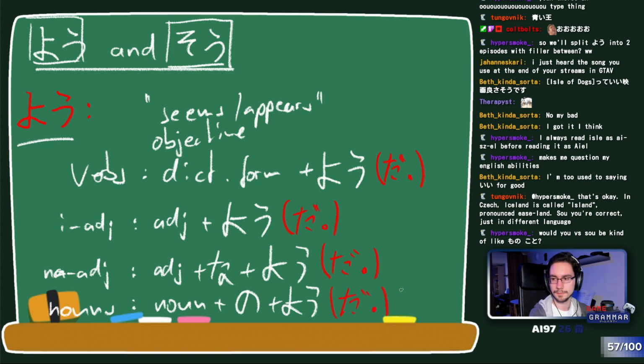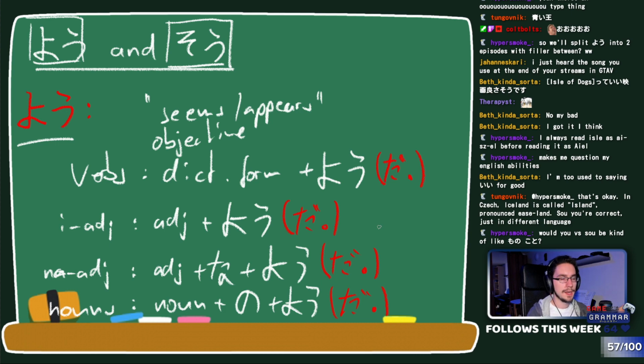Alright, that's that. Right? I-adjectives, just the adjective. So, 面白いようだ, 辛いようだ. All of these work. Na-adjectives, you add the na. 簡単なようだ. Nouns, you add no. 犬のようだ.